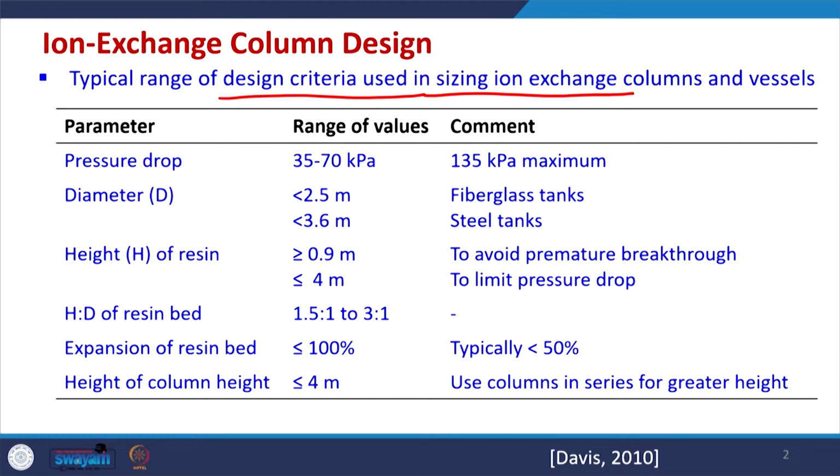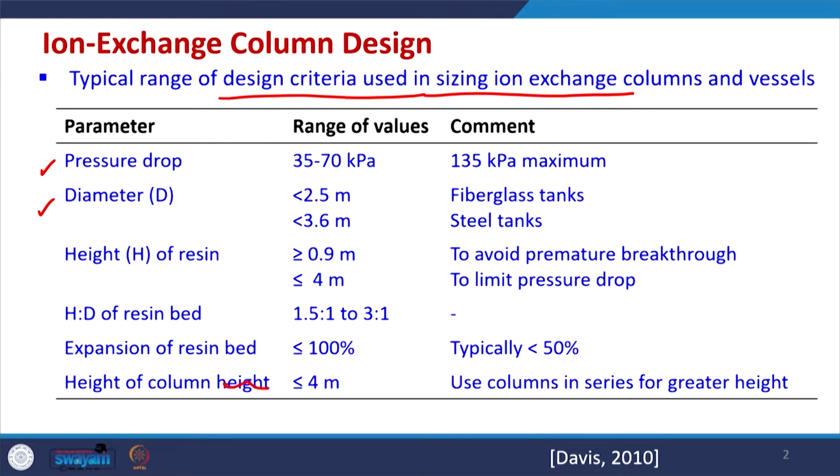Now, these parameters we have already discussed. These parameters for an ion exchange column may include the pressure drop, because the maximum pressure drop will affect the resin and its stability, the loading stability also. Then the diameter of the column, the height of the column, the height to diameter ratio, and the maximum expansion which is possible, and the height of the column itself beyond the range in which the bead is there.